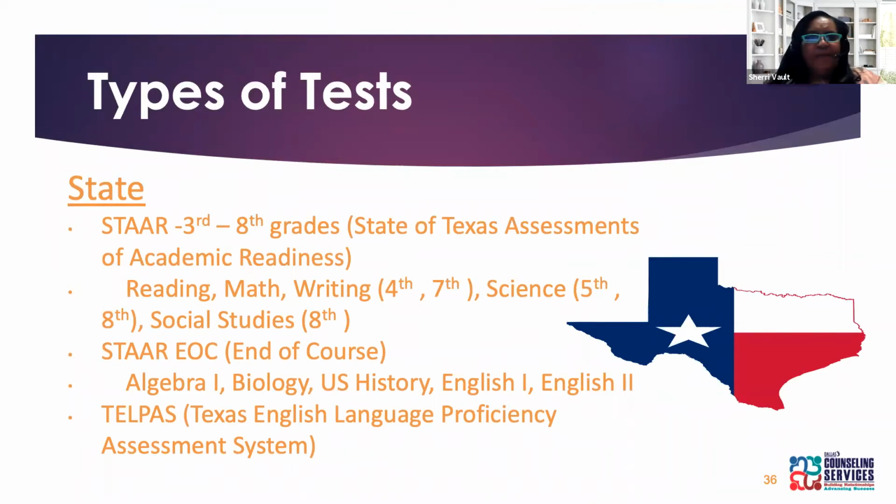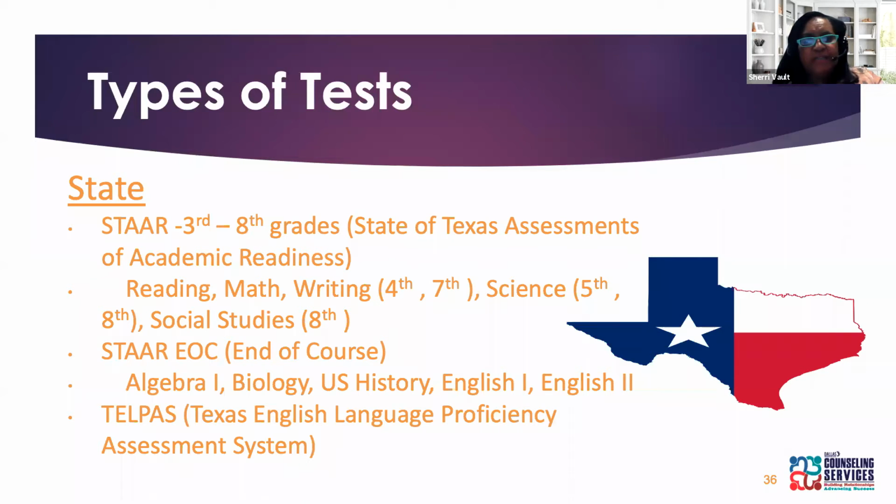All right, so just a little bit about the types of tests. Our primary state test, as you know, is the STAAR test, and it is administered in grades 3 through 8. STAAR stands for State of Texas Assessments of Academic Readiness. Reading and math are administered in all grades from 3 through 8. The writing is only administered in 4th grade and 7th grade. Science is only administered in the 5th and 8th grade, and social studies is administered in the 8th grade.